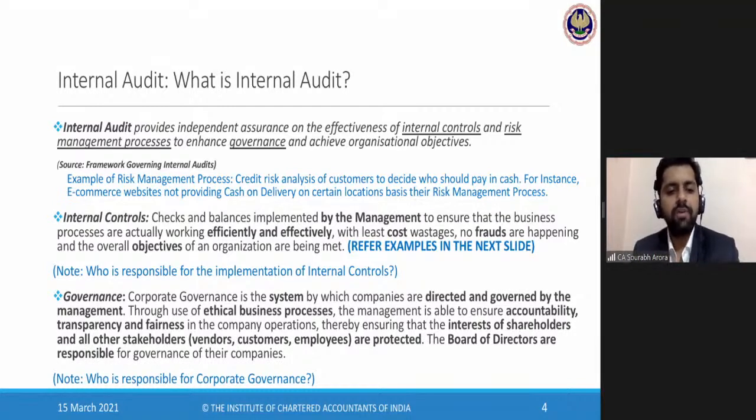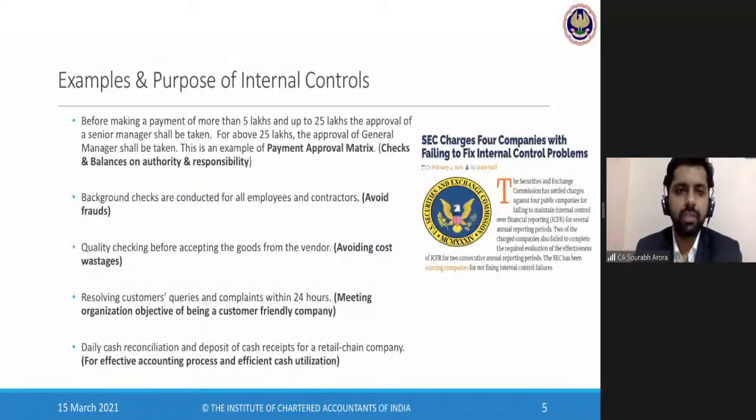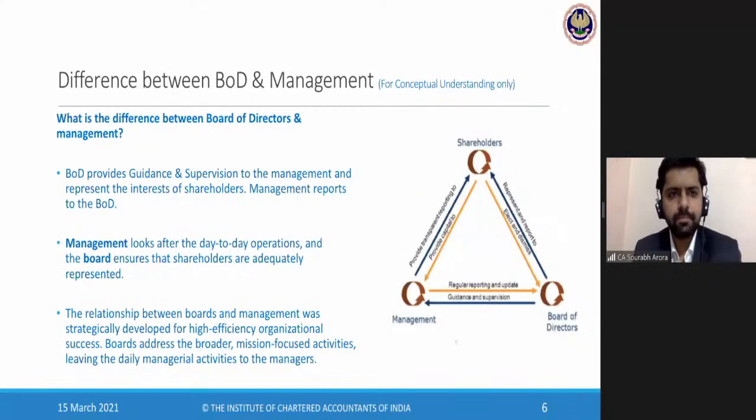The board of directors are responsible for the governance of their companies. So, who is responsible for the governance? The board of directors. And who is responsible for the internal controls? The management. So, corporate governance is the system by which companies are directed and governed by the management. We'll see the examples of good corporate governance and bad corporate governance. This is again just for conceptual clarity.